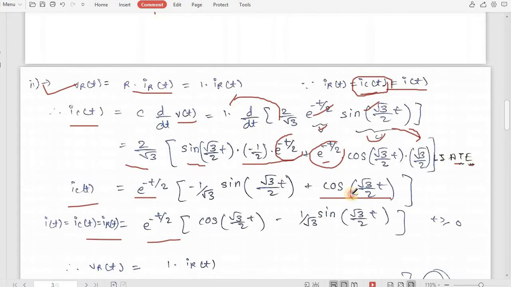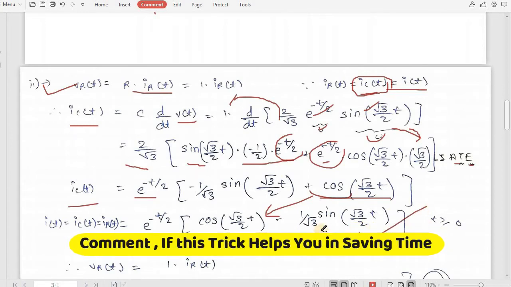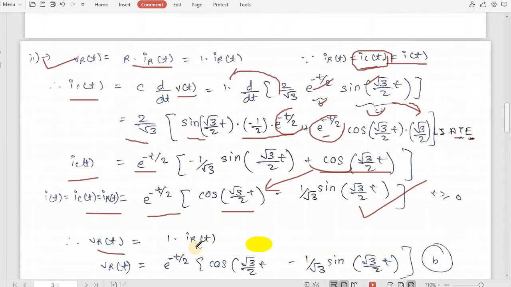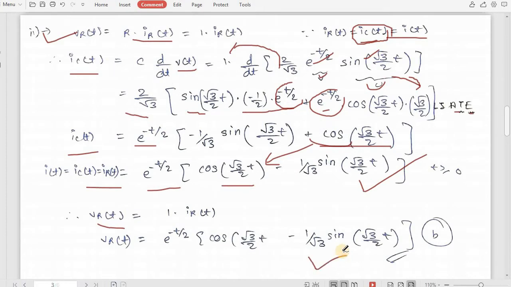So we get ICT equals e raised to minus t by 2. Let us write the positive term first: cos root 3 by 2 t minus 1 by root 3 sine root 3 by 2 t. This is your capacitor current, which is nothing but your resistor current also. So our VRT will be 1 into IRT, which is the same thing. In the question the options were given, that's why I have rearranged all this. In the exam you have to check your options and rearrange accordingly. So this is our final VRT, which was option B in the question. I have not shown you the options here, but in the exam the options were given.